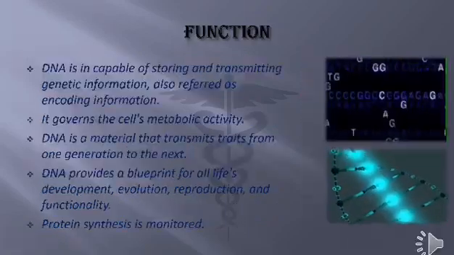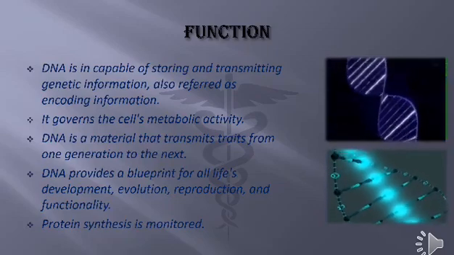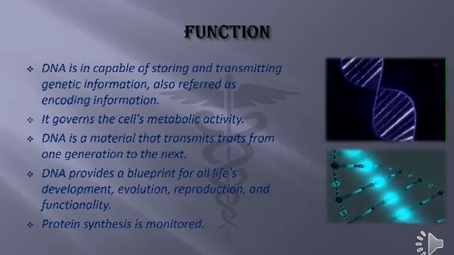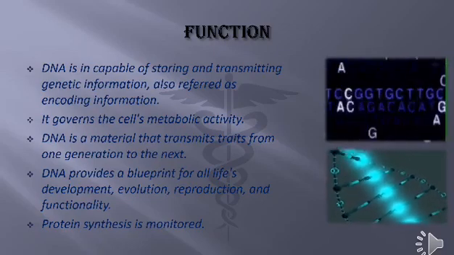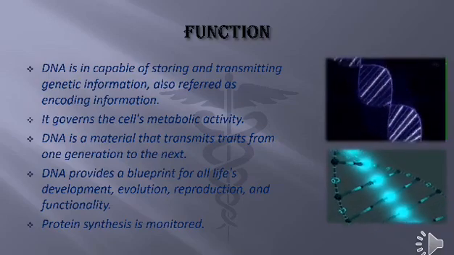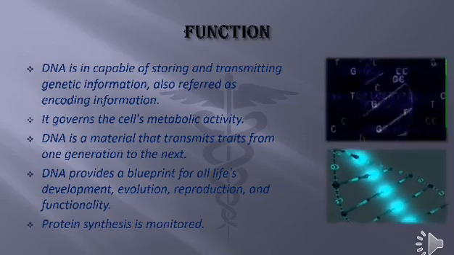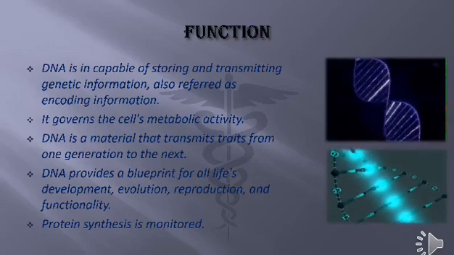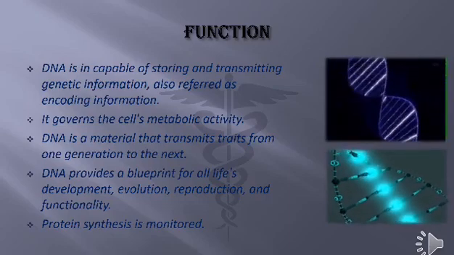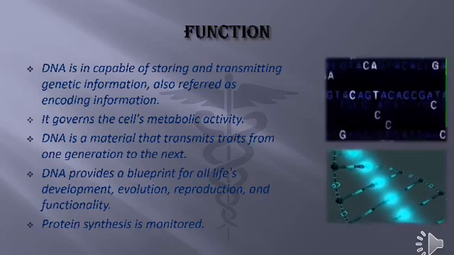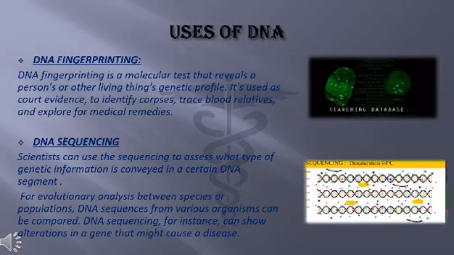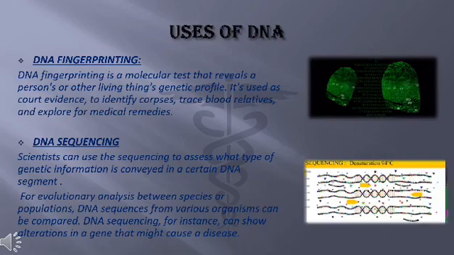Using one DNA strand as a template for the synthesis of a complementary strand causes duplication of genetic material. Now, we are going to study the functions and operations DNA is capable of. As we know, DNA is capable of storing and transmitting genetic information, also referred to as encoding information. It governs the cell's metabolic activity. DNA is a material that transmits traits from one generation to the next. DNA provides a blueprint for all life's development, evolution, reproduction, and functionality. Protein synthesis is directed by DNA. Now the uses and capabilities of DNA are being listed.